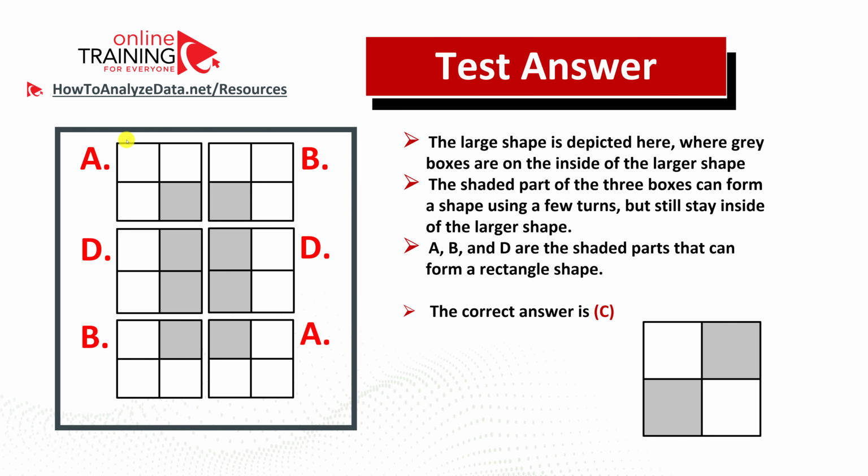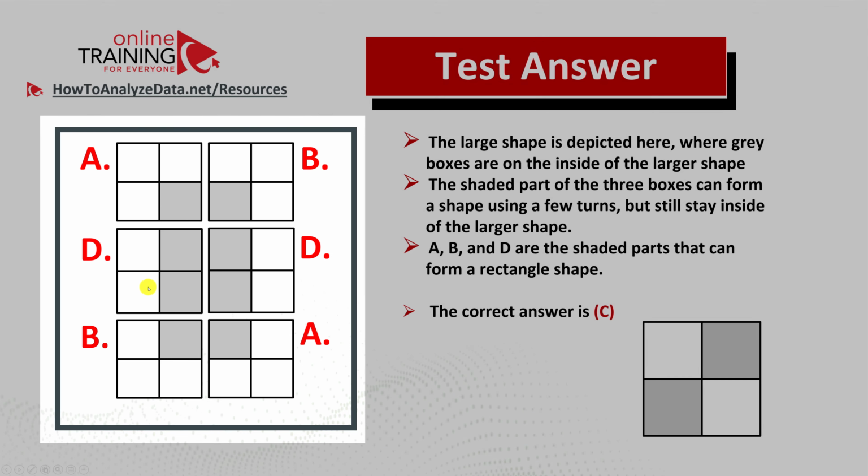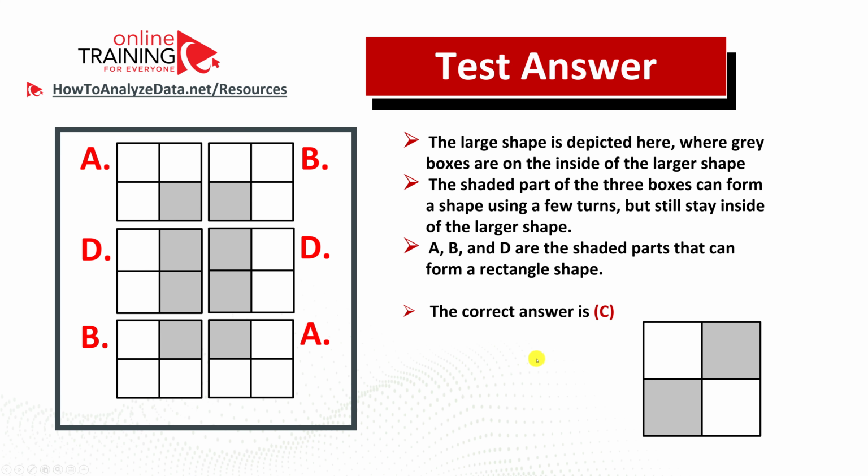As you might be well aware, a visual is worth 1,000 words or more. In this case, this is the 4x6 shape with the gray boxes on the inside and the white boxes on the outside, and it was broken down into 2x2 shapes. If we go back to the question, you see that choice A is represented right here if you flip the box in the bottom right corner of the screen. Choices B are in the opposite corners, and choices D are in the middle. But what you see is that choice C is not represented here anywhere. So the correct answer here is choice C.